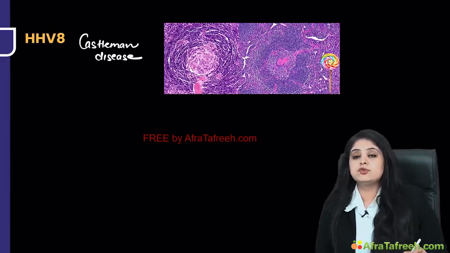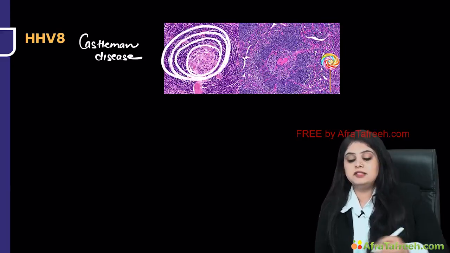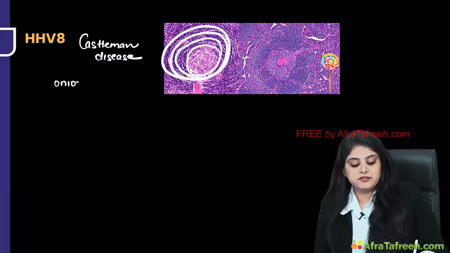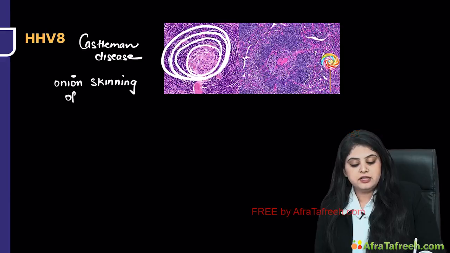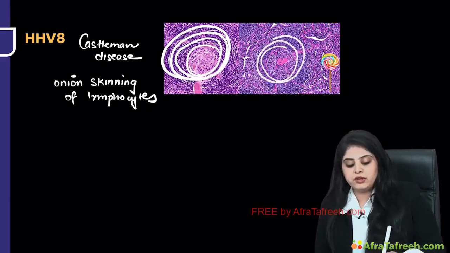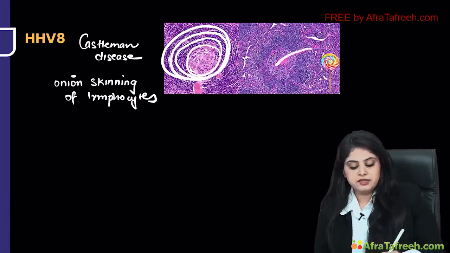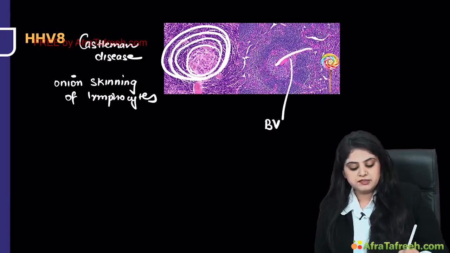Castleman disease tends to show you two very important points. You will see that the cells are going in a round manner like this, which means Castleman disease is definitely going to show you onion skinning of the cells. Onion skinning of the lymphocytes is going to be noted, and suddenly you will realize that the lymphocytes were going round and round, but suddenly a blood vessel has gone through them. The blood vessel has basically become like a stick in the center.